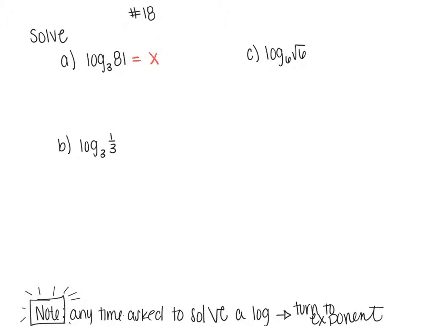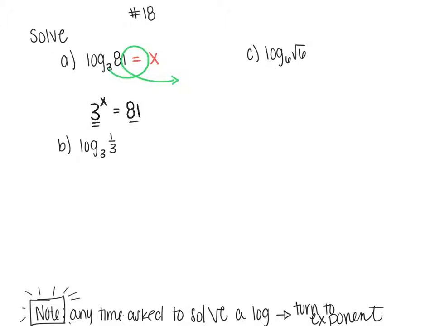Start with the base, and then do that backwards loop. So I have 3 to the x equals 81. Okay, now at least this looks familiar. I still haven't found x, but I'm on the track to finding x.